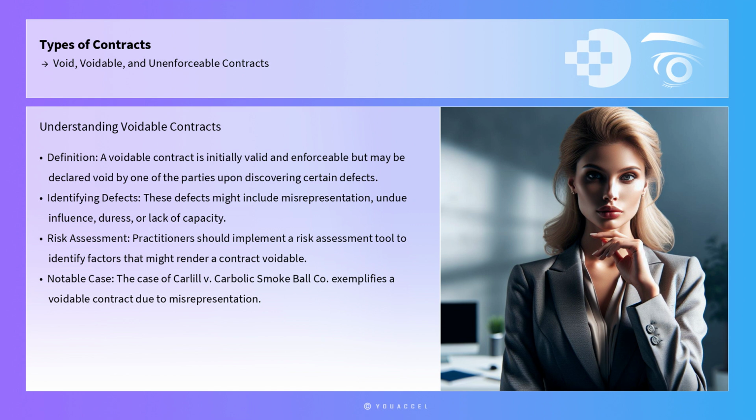A case that exemplifies a voidable contract is the famous decision in Carlill v. Carbolic Smoke Ball Co. Here, the court found that the contract was valid initially, but it also highlighted how misrepresentation could render contracts voidable if the facts were misrepresented.